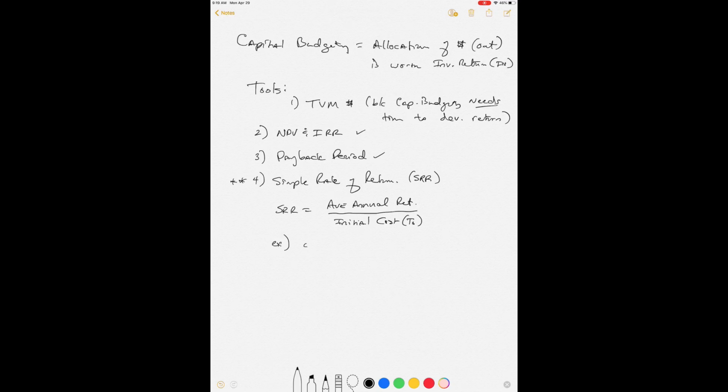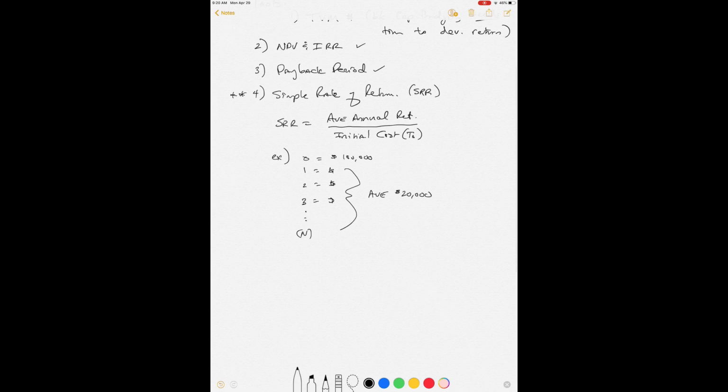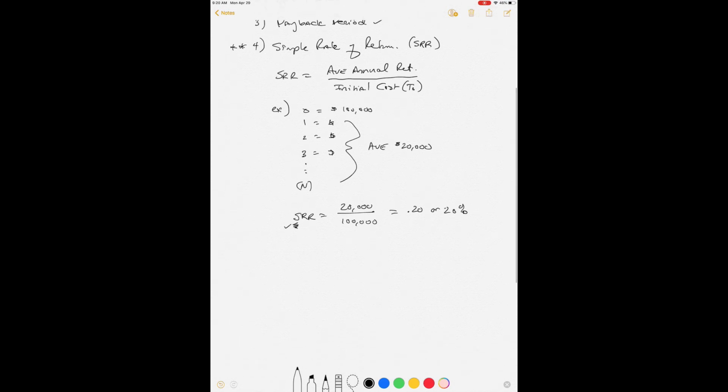Probably the easiest way to explain it is to show you an example. Let's say today, time 0, we have to put out $100,000 as an investment. Then we expect to get money back over a period of time: 1 year, so much back; 2, so much; 3, so much, all the way down to N, however many years you've got to go out. Some years are going to be way higher than others, some could even be negative, but let's say the average is $20,000. Simple rate of return is an easy formula: $20,000, the average, divided by our initial investment of $100,000, which equals 0.20 or 20%. So simple rate of return is an easy way to calculate what an investment might do for us in our business, and it gets used quite a bit.